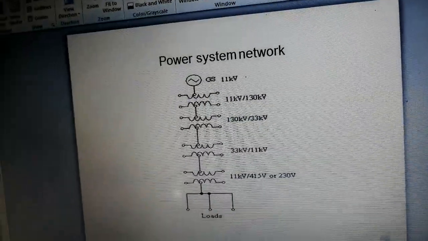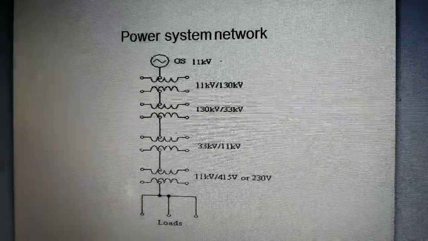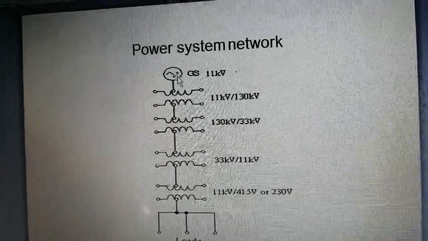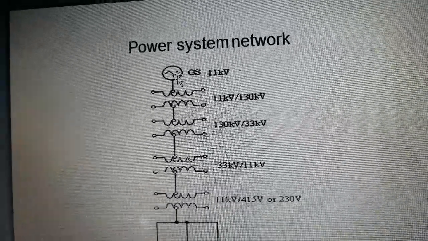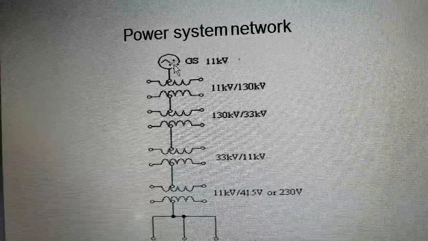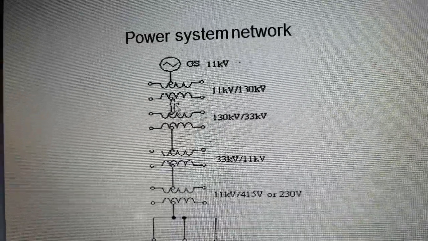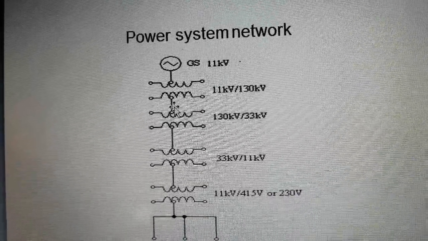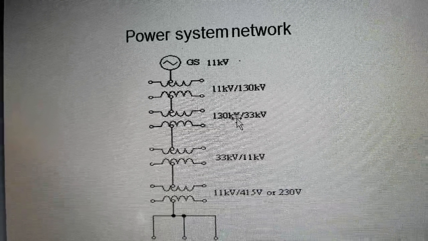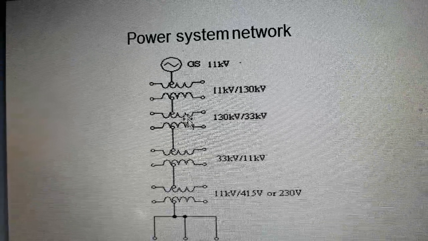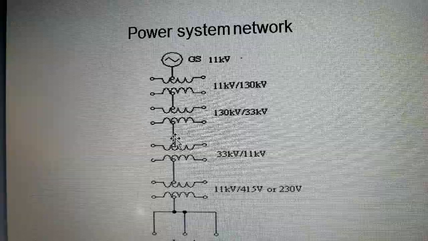The diagram represents the network of the power system. It's a generating station. The standard voltage of generation followed in India is 11 kV or 33 kV. The generated 11 kV voltage is stepped up to 130 kV and then it is transmitted, which is called primary transmission. The primary transmitted voltage is stepped down to 33 kV in the step down substation and then it is transmitted for secondary transmission, which is 33 kV.